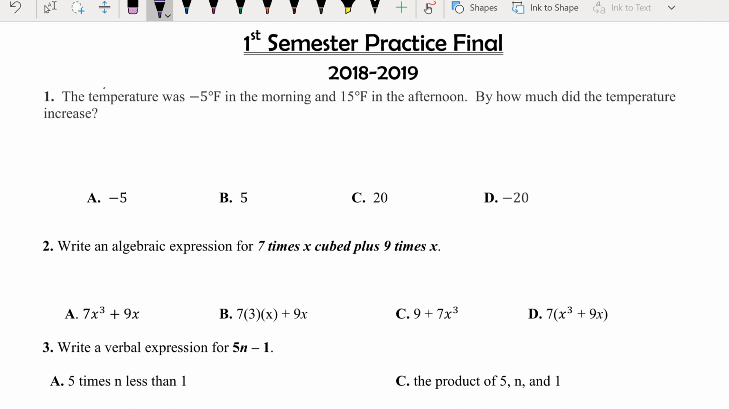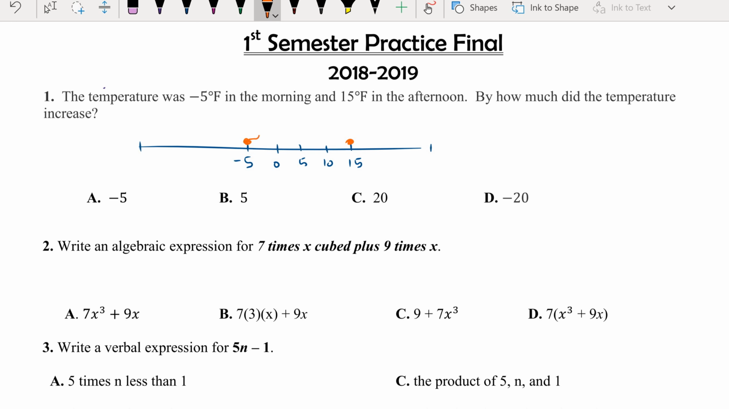Alright, problem 1. The temperature was negative 5 degrees Fahrenheit in the morning and 15 degrees Fahrenheit in the afternoon. By how much did the temperature increase? So all we need to do, first of all, to demonstrate this one, I'm going to make a scale. This is 0. Let's say 5, 10, 15. And over here is negative 5. So to find the increase from negative 5 to 15, there are multiple ways.